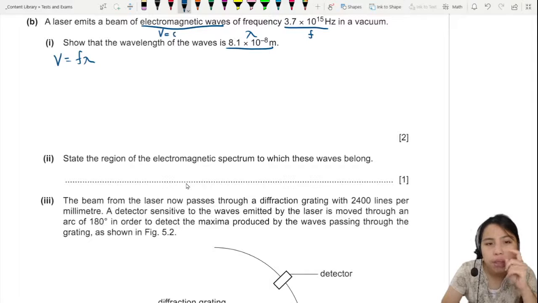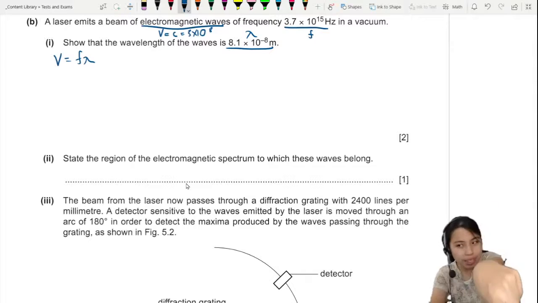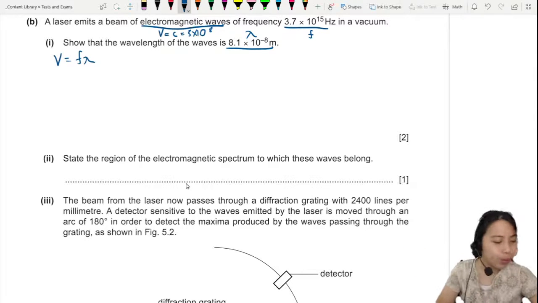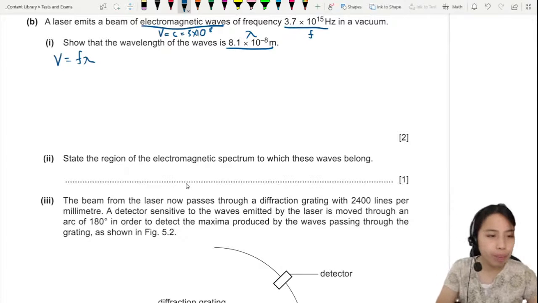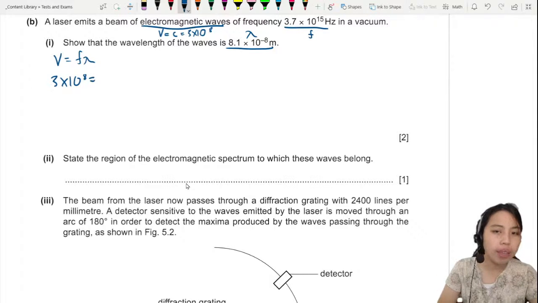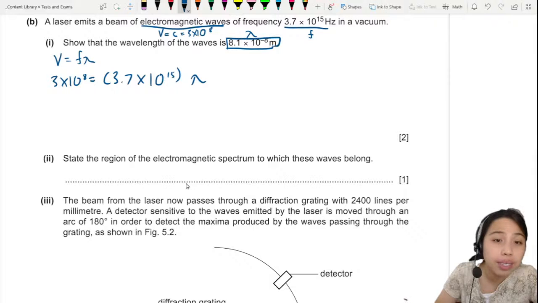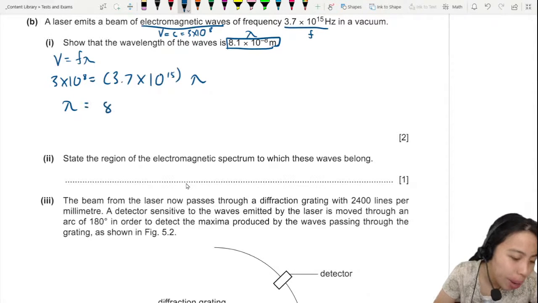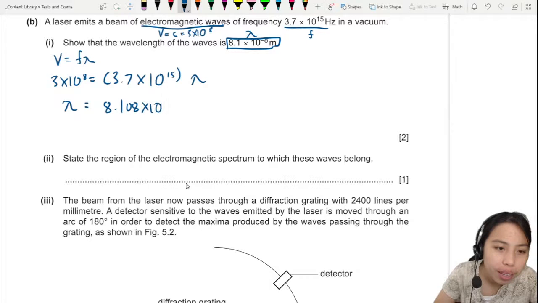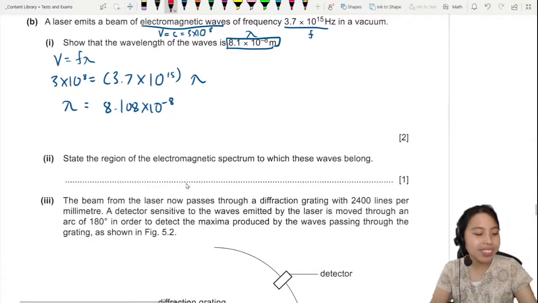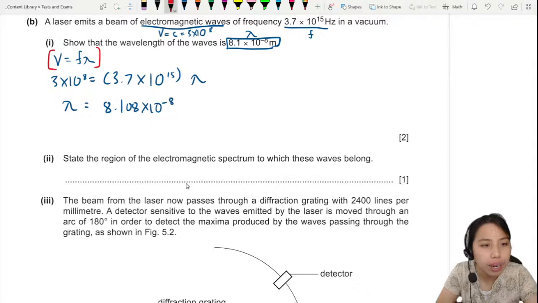Speed is a constant. We call it c, which is the speed of light, 3 times 10 to the power of 8. It's given in the data formula sheet, so if you can't memorize it, you should know where to find it. So 3 times 10 to the power of 8. Frequency, 3.7 times 10 to the 15. And wavelength. We just need to show that we can get this answer. So press the calculator, you should get about 8.108 times 10 to the negative 8. So you show that you know this equation. Write it out, v equals f lambda. Then you substitute values to get the final answer. This is the final mark.